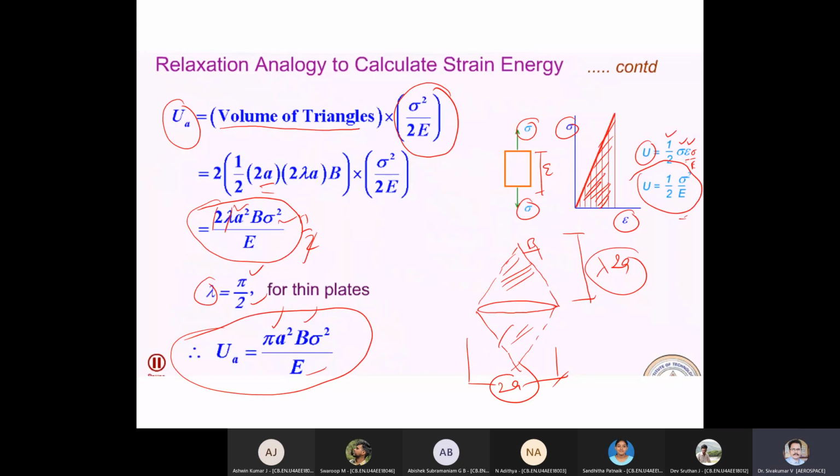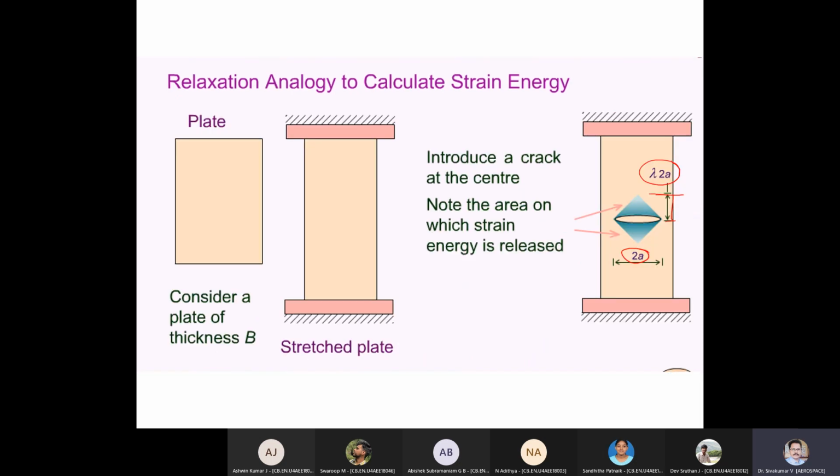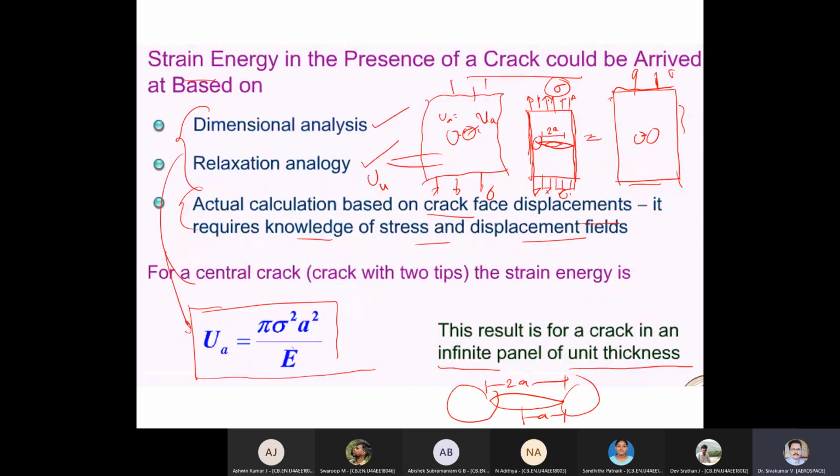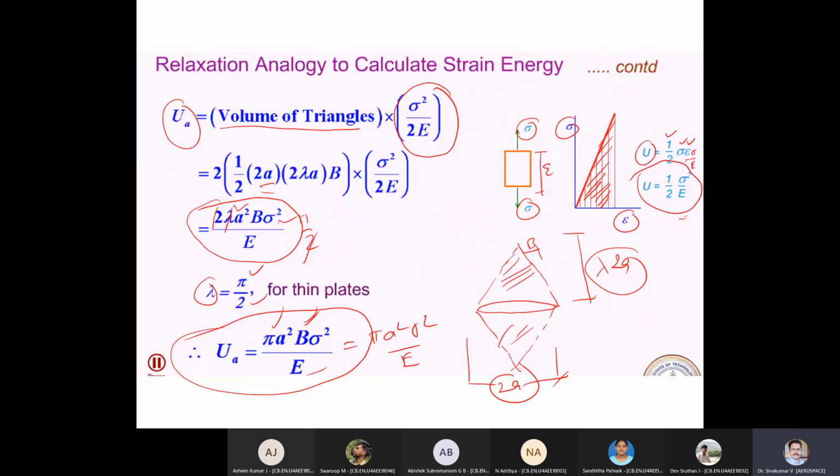UA is pi A square B sigma square by E. If you take B as unit thickness, it is equal to your previous formula, pi A square sigma square by E, the previous formula. So this is the relaxation analogy to calculate the strain energy.